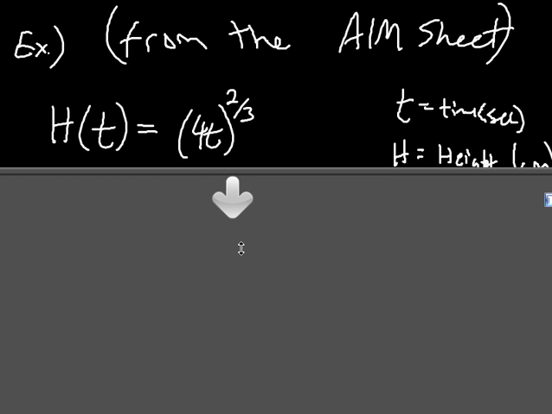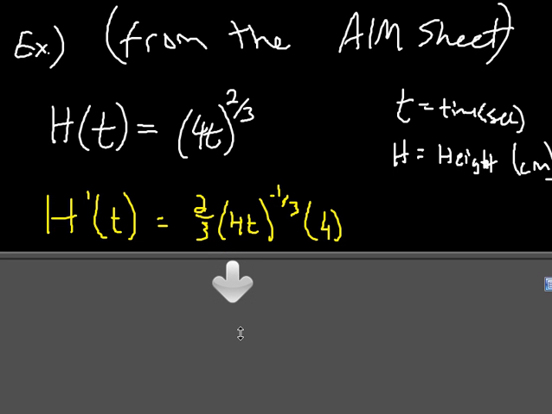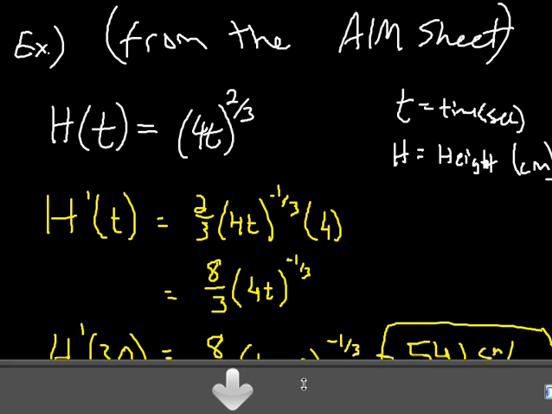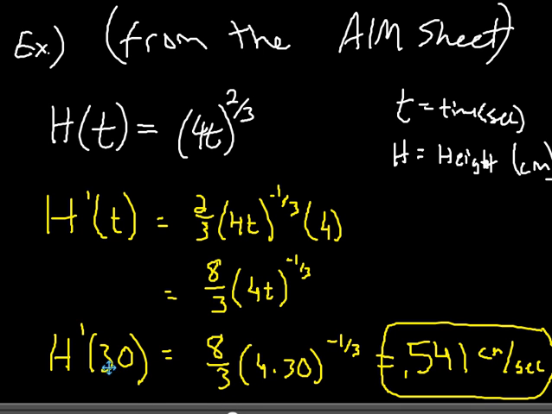Okay, so this is a function for the height of water in a bucket. So the question is, how fast is it changing right at 30 seconds? Real simple. We're just going to take the derivative, which answers the question how fast, and at what time. We said 30 seconds. So notice our derivative here, chain rule, 2/3 times 4t to the negative 1/3 power times 4, simplifies to 8/3 times 4t to the negative 1/3, and then we are going to plug in 30 to that: 8/3 times 4 times 30 raised to the negative 1/3 power.